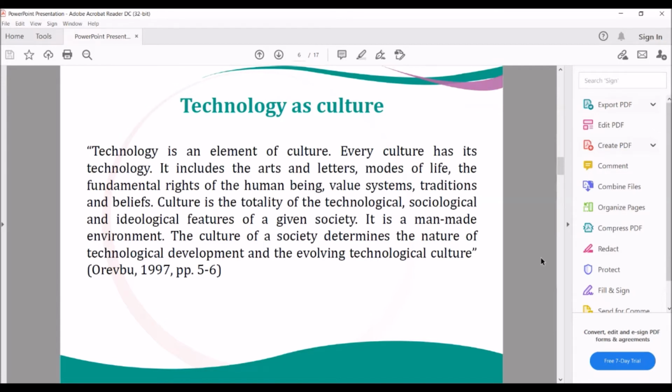Therefore, then we have Orefbu, an African scholar who views technology as a culture. You can't dissociate the two. Technology is an element of culture. Every culture has its own technology. It includes the arts and letters, modes of life, the fundamental rights of the human being, value systems, traditions, and beliefs. Culture is the totality of the technological, sociological, and ideological features of a given society. It is a man-made environment. The culture of a society determines the nature of technological development and the evolving technological culture.